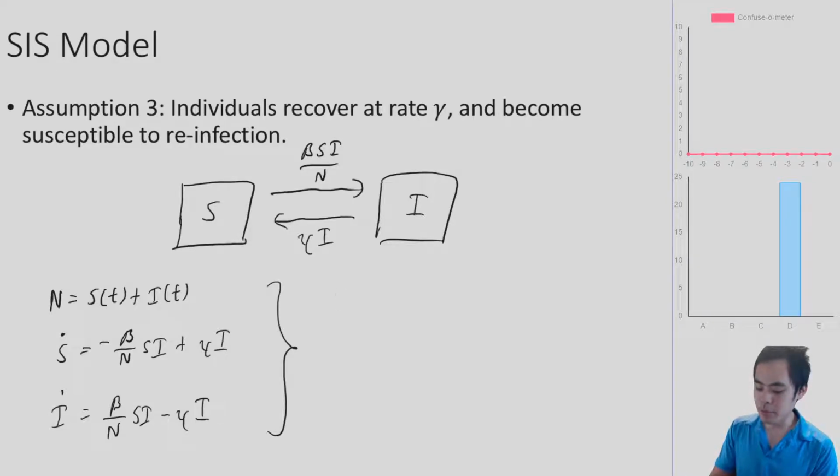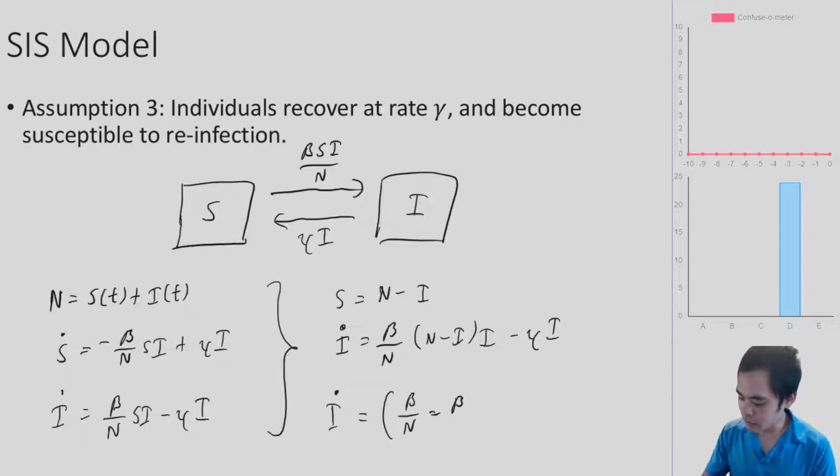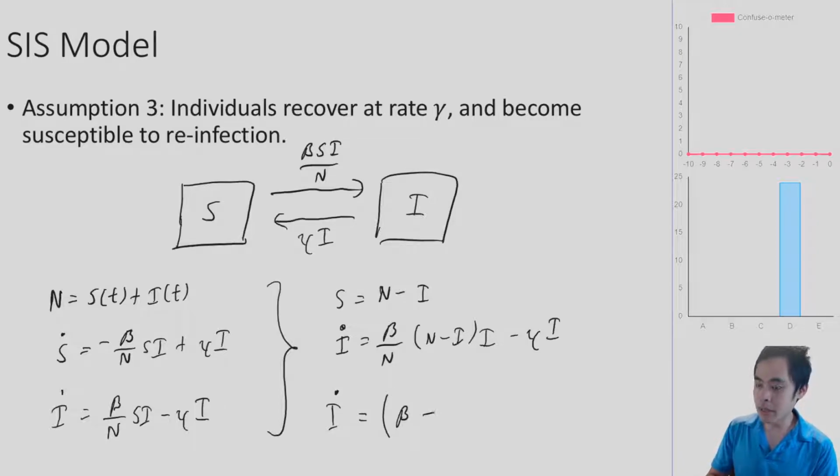We can rewrite this a little bit because s is equal to n minus I, so let's rewrite it again as a function of just one variable. I dot is equal to beta over n times n minus I times I minus gamma I. Or this is also equal to, if you write this, beta over n times... oh sorry, I did that wrong, that's just beta minus beta I over n minus gamma times I.